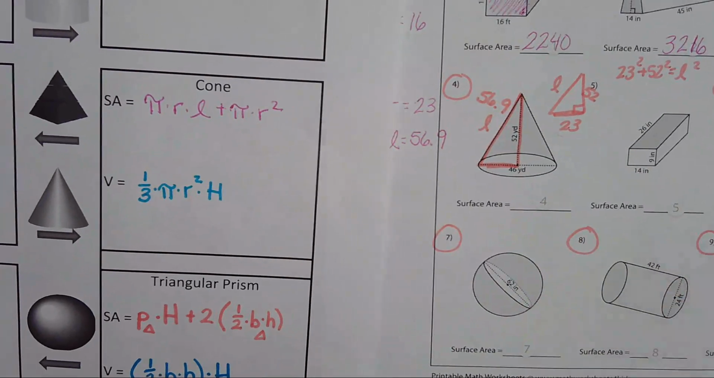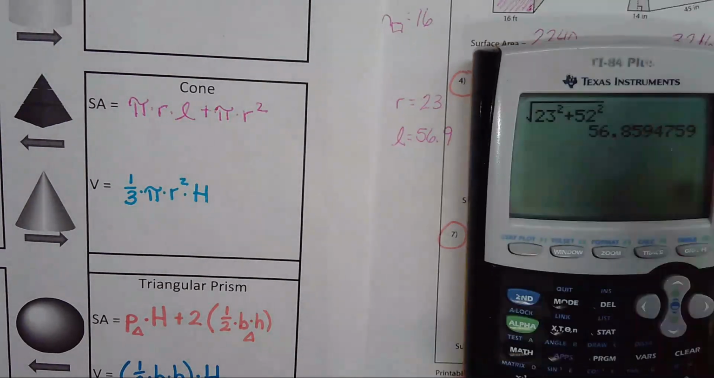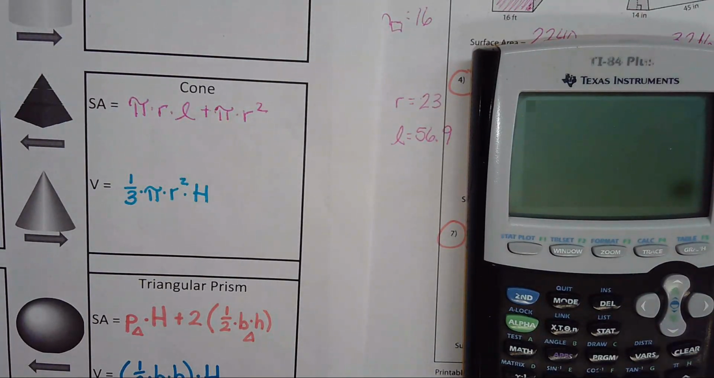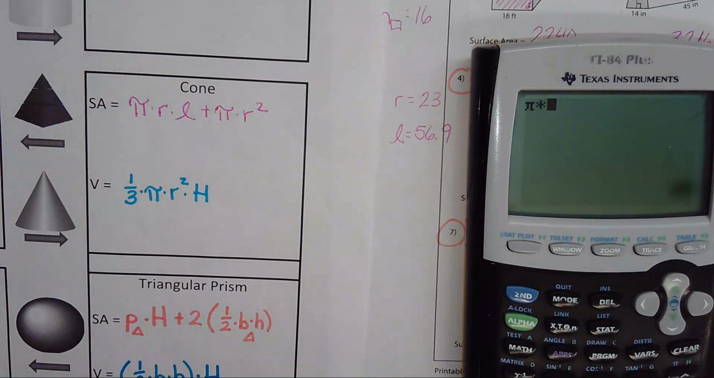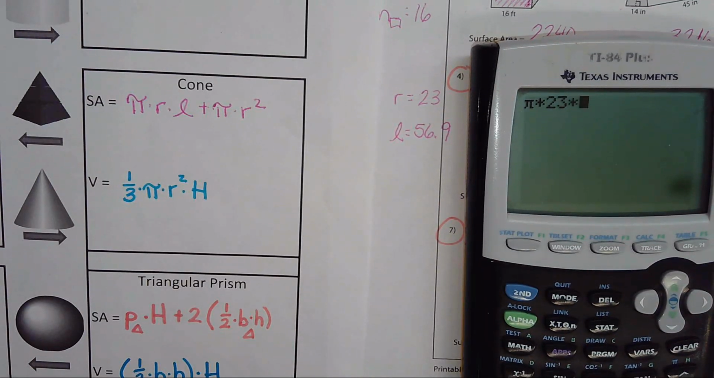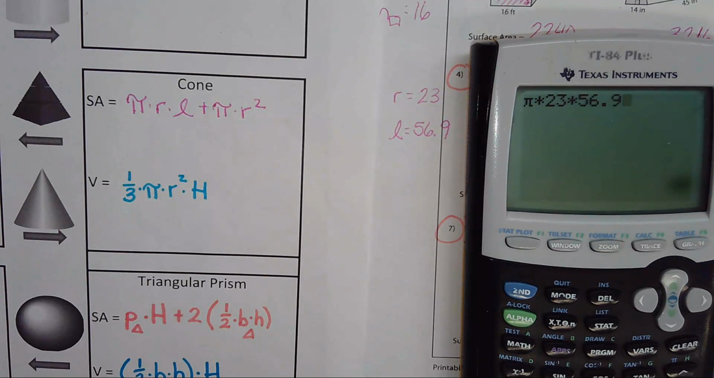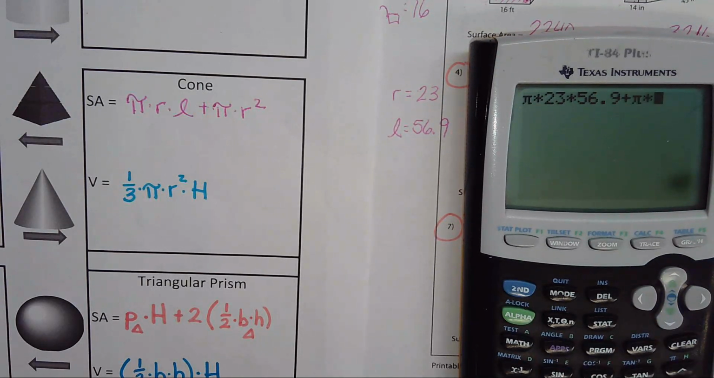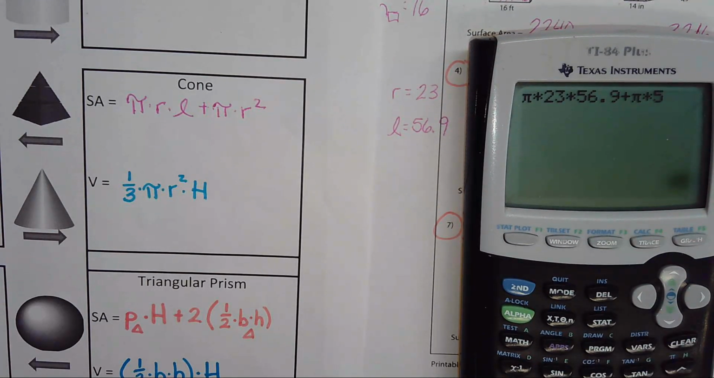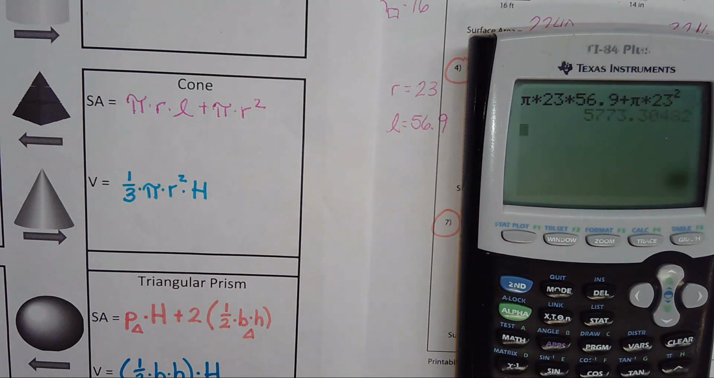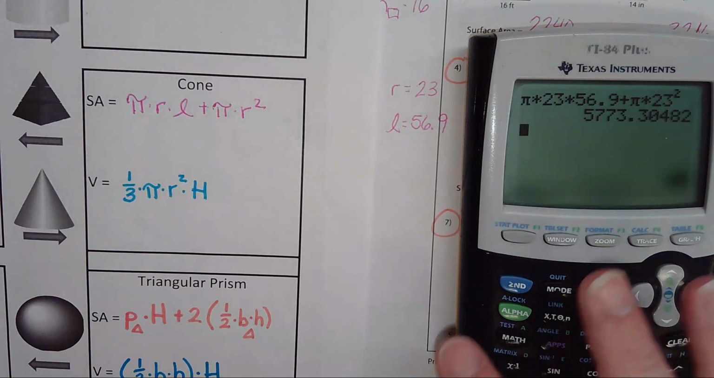Now you're going to plug in to your formula. So now that I see what my radius is and now that I see what my slant height is, I do pi times radius times slant height plus pi times radius squared. And I get 5773.3.